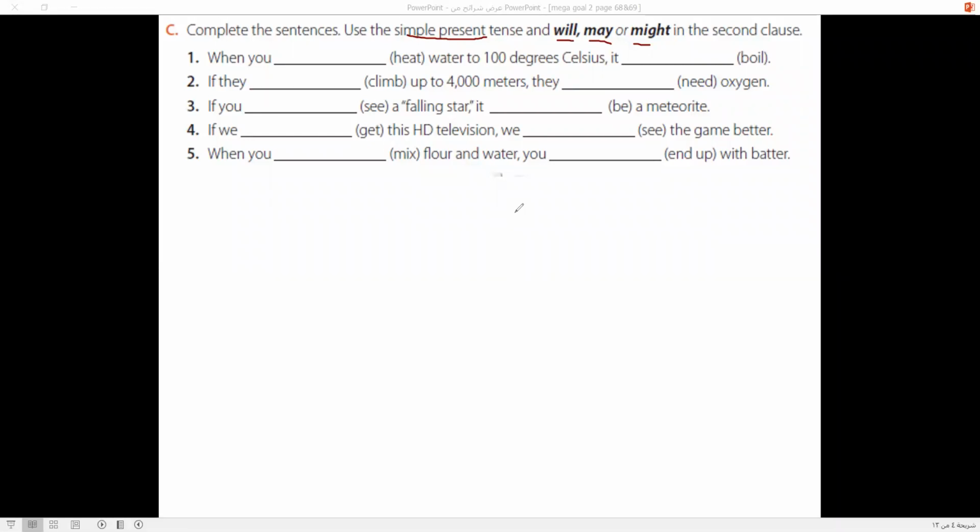Okay, let's start. The first one, Mariam. When you heat water to 100 degrees Celsius, and then you have the verb boil. Why the same? Because the subject is you, so that means the present simple of the verb is going to be as it is. If it were she, we would have added s, for example. So if you heat or when you heat, it's going to be it.